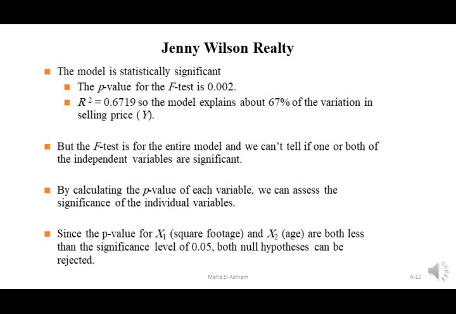So as a summary for this example, we can say that the model is significant because the p-value of the F-test of the ANOVA is smaller than alpha, and R squared is 67%, which means that the model explained about 67% of the variation in the selling price. Now, to test the significance of each of the coefficients of x1 and x2, we calculate the p-value in each case and test the significance. The p-values for x1 and x2 are smaller than alpha, which means that they are significant.